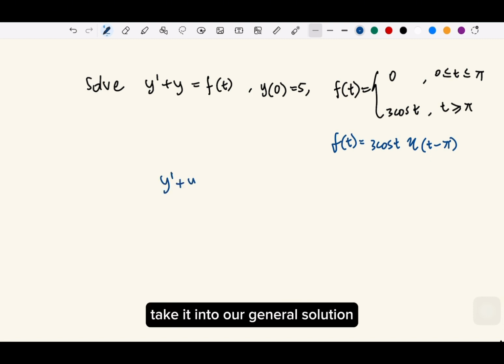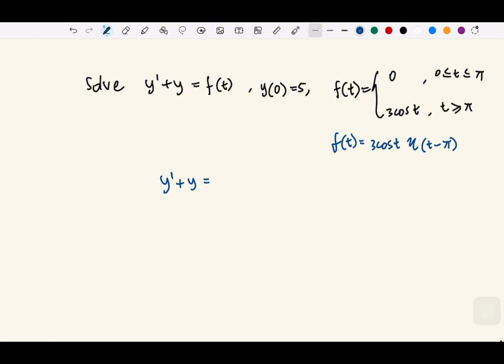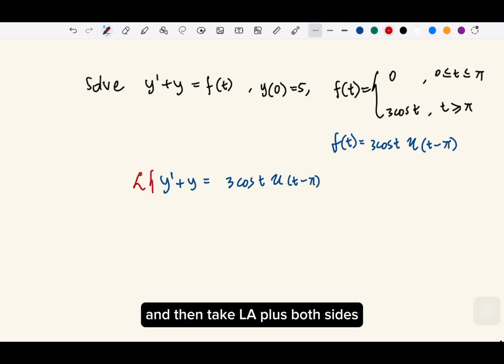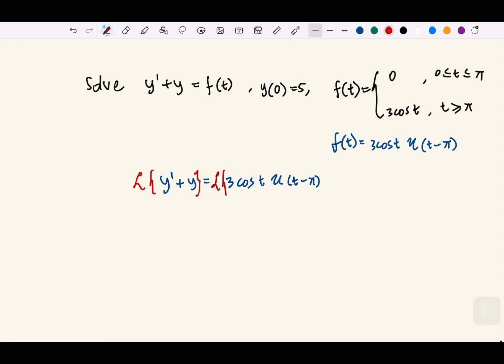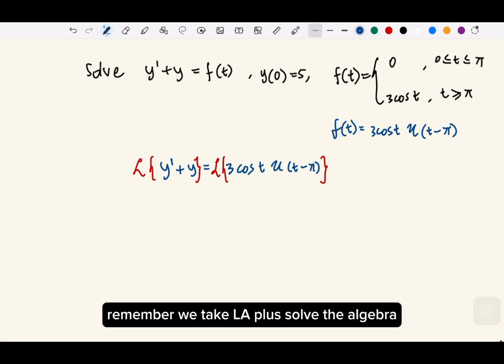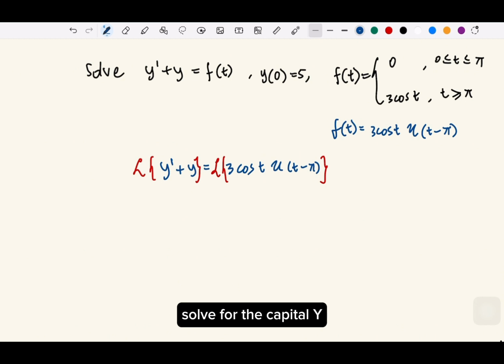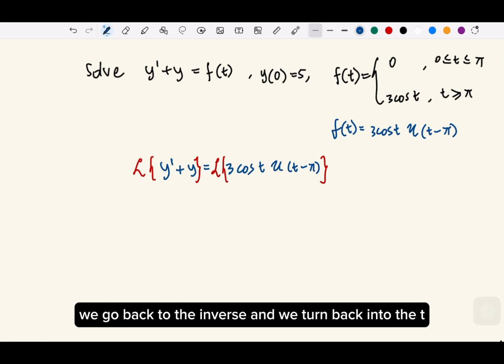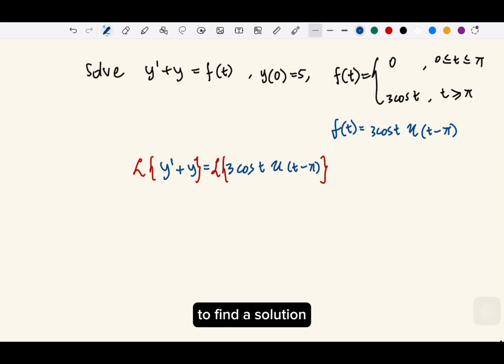And then we can take it into our general solution, and then take the Laplace of both sides. So as usual, remember, we take the Laplace, solve the algebra, solve for the capital Y of variable s, and after we get the equation, we go back to the inverse. Okay, we turn back into t to find the solution.